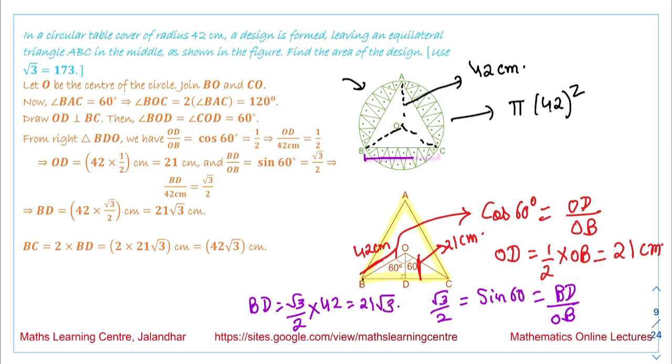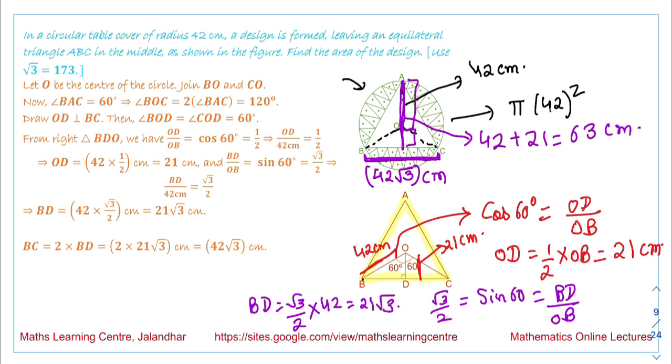So the length of this base BC will be 42 root 3 centimeter, and the value of this height will be this OA length, which is 42, plus OD length we have calculated, which is 21. So the answer we are getting is 63 centimeters. The area of this equilateral triangle will be half base, 42 root 3, into height, 63.